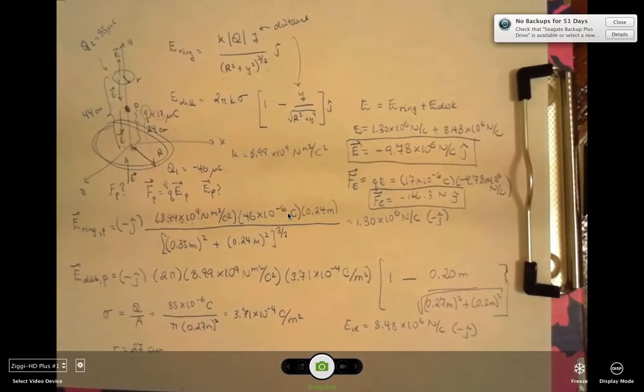So start out by drawing the E field. If it's a positive object, it's pointing away. If it's a negative object, it's pointing towards it.